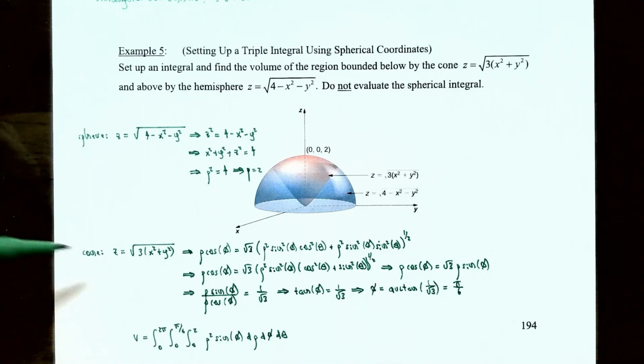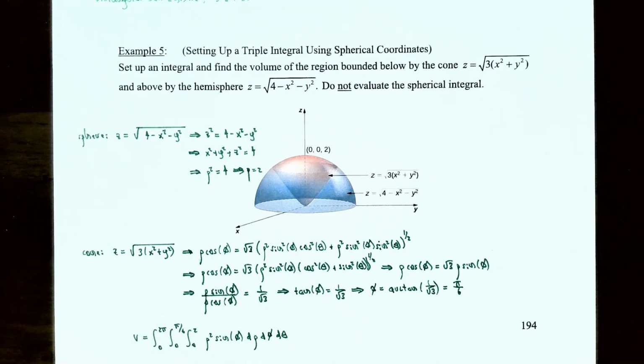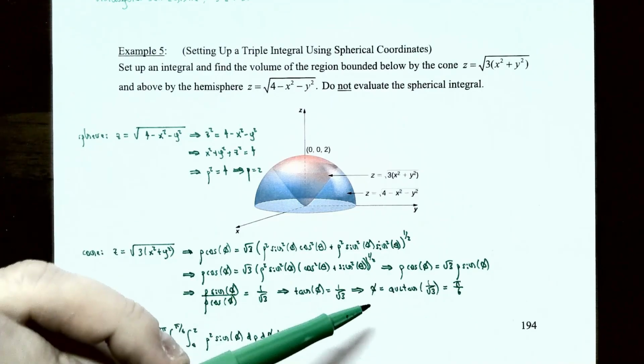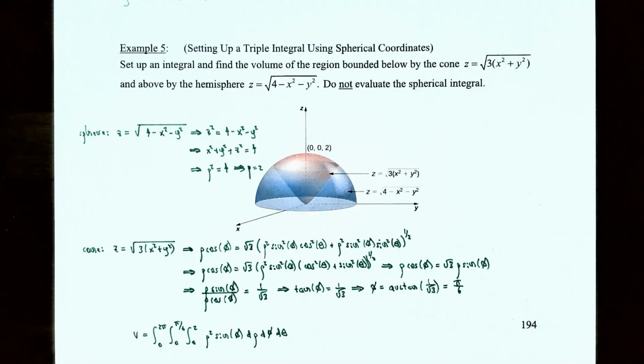So for this cone, z equals square root 3 times the quantity x squared plus y squared. Another way of writing this equation from rectangular coordinates would be the spherical equation phi equals pi divided by 6. It's much easier to describe a cone using spherical coordinates because the angle phi is a fixed constant, pi divided by 6. So now we're able to set up our triple integral that would find the volume of this region bounded below by the cone and bounded above by the sphere, the upper hemisphere.